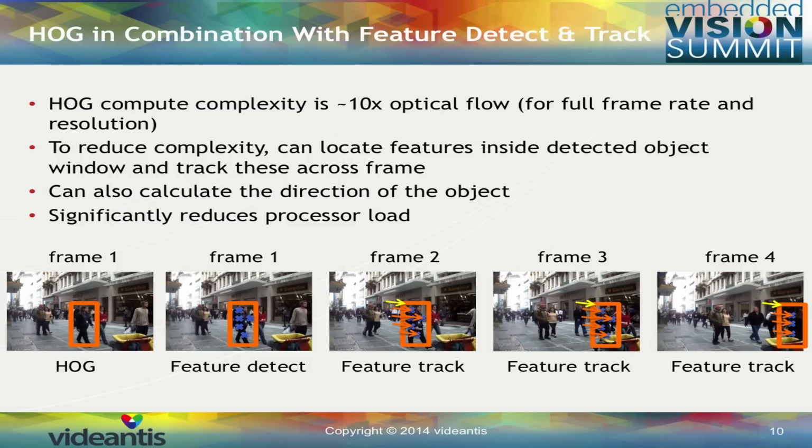But it works, and it's doable in real time. One thing that people often do, since it is a lot of processing, is to combine HOG with an optical flow or feature detection optical flow algorithm. So this means you're only going to do the full HOG maybe once every 30 frames or so, or once every 15 frames. You detect your pedestrians, and then for the next several frames, you're just going to follow the person. So you do a feature detect just within that window, and then follow all these features from frame to frame, and this actually significantly reduces the processor load.